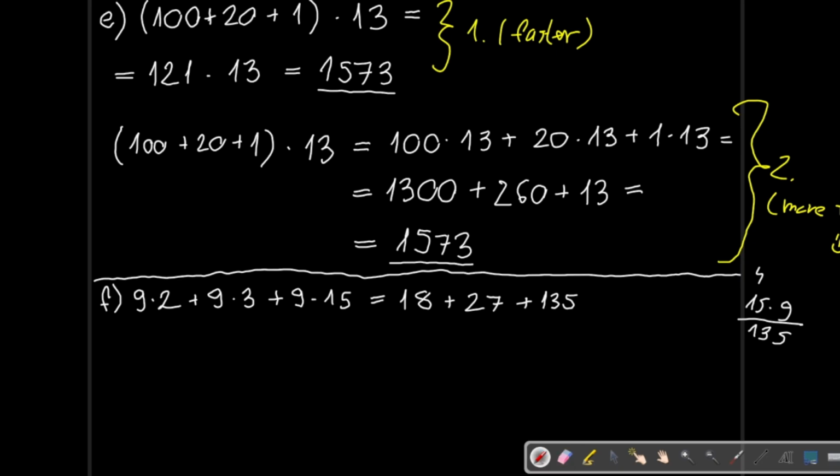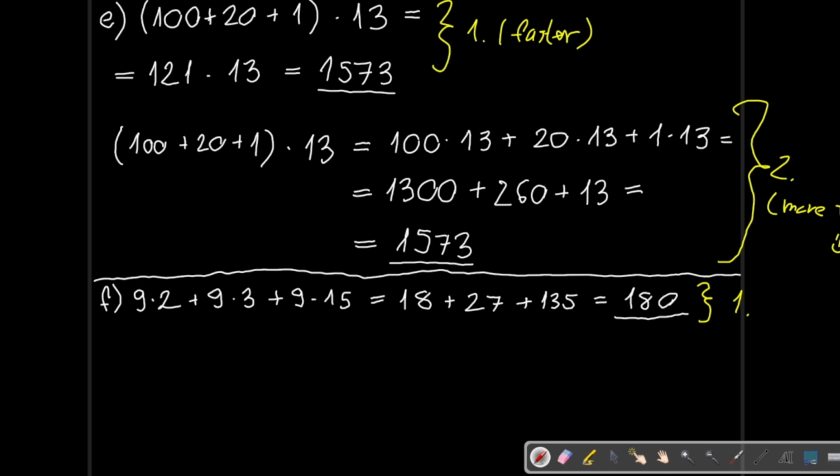So after adding these three numbers together, we have 18 plus 27, which should be 45, plus 135. It's 180. Okay. Let's delete this. This was just for our help. So that's one way.